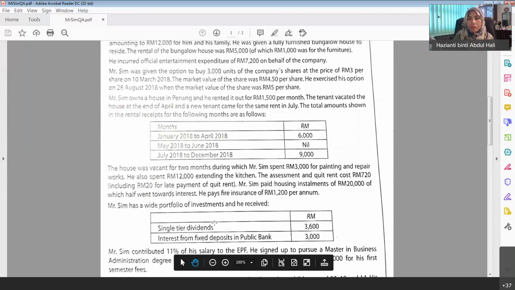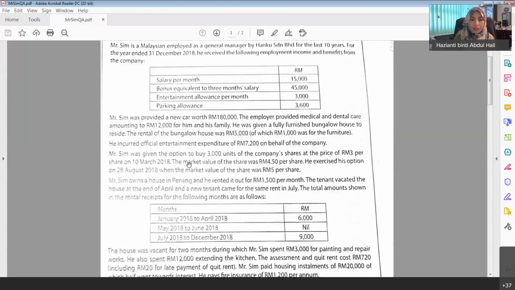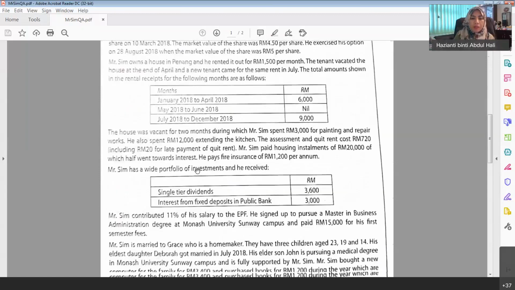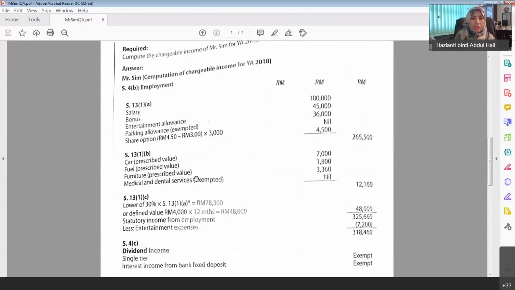All right. So based on this question, you must remember that whenever you have this kind of question, you have to start with section 4B, employment income, then proceed with C, D, E, and the rest. All right. So let's look at section 4B. We will start with employment, and for employment you have to start with section 13(1)(a). Okay, so salary here, very little this one. Salary you must multiply by 12, so that will give us 180,000. Bonus for 3 months, 45,000. Entertainment allowance 36,000. Okay, you can check your notes. Parking allowance is exempted. Alright, so it is not taxed.